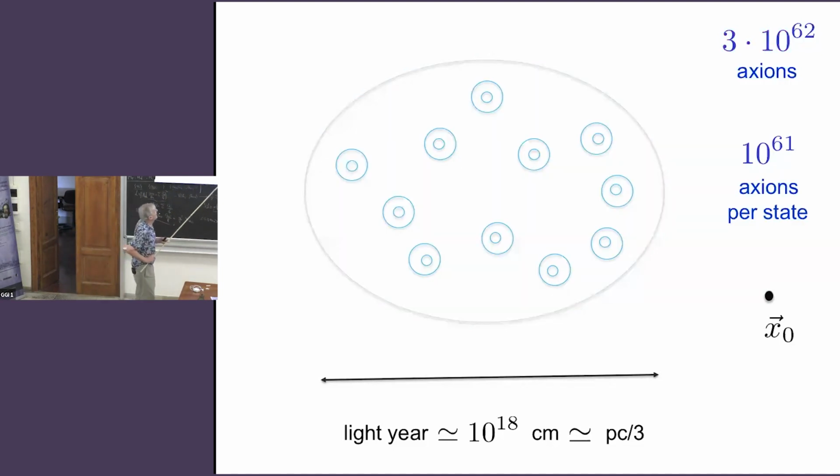But let's suppose the dark matter is axions. Then in this glob, there are 3 times 10 to the 62 axions. But there are only 30 states in which you can place the axions, because the axions are highly degenerate. There are 10 to the 61 axions in every state. In other words, because they are spread, you cannot make any glob that you want. You're very highly restricted. Basically, wherever you have some density, you have a correlation length.